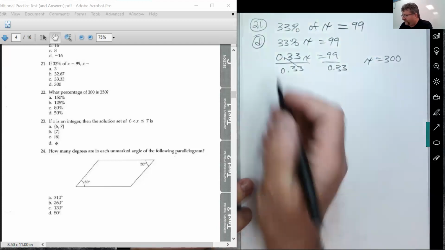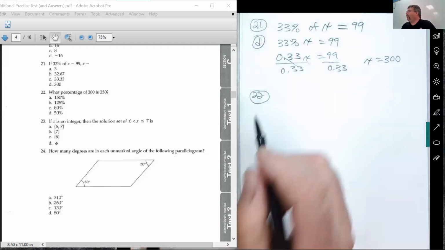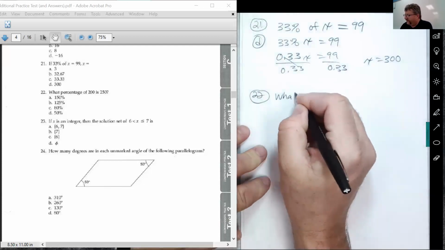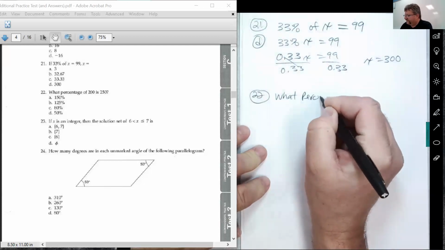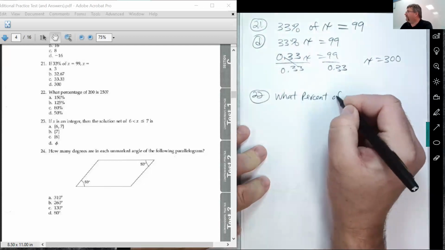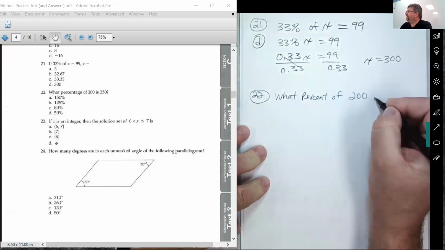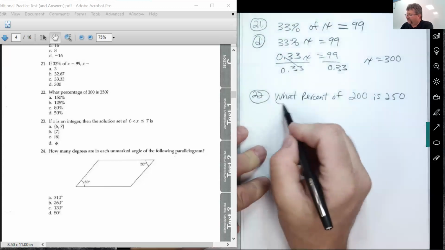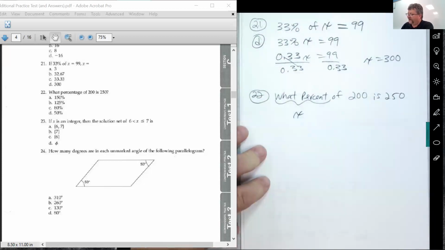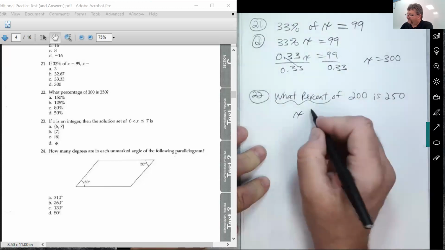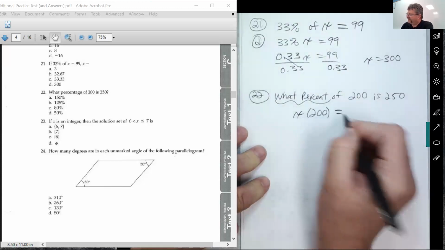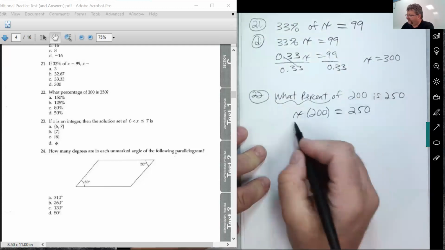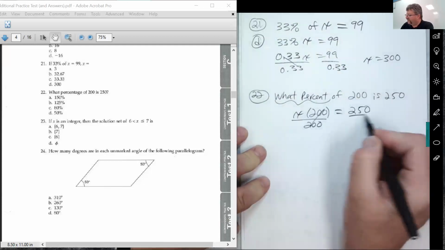What's 22 have to say for itself? What percentage of 200 is 250? Okay? What percent of 200 is 250? Directly translate that into an equation. The words what percent or what percentage, we'll call that x. Of means times 200. Is means equals 250. Solve for x. In this case, divide by 200.